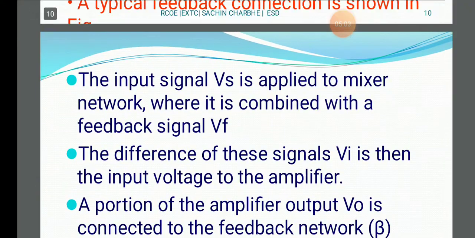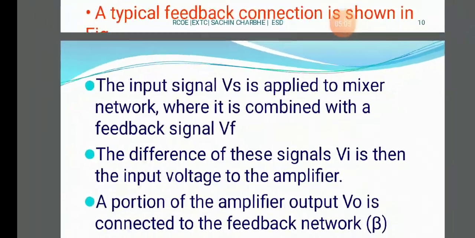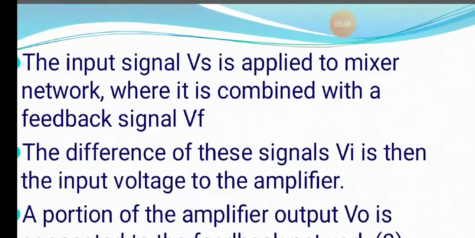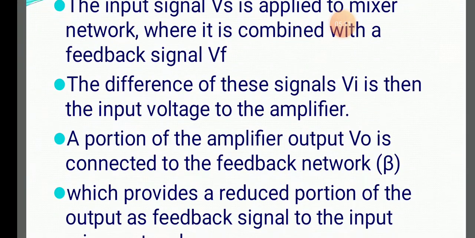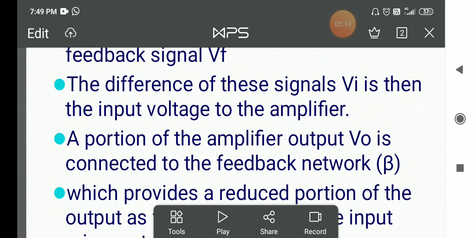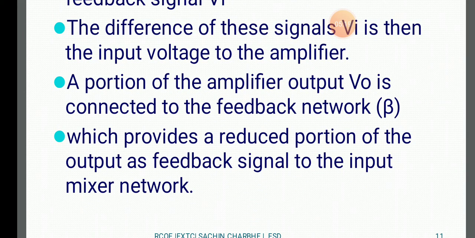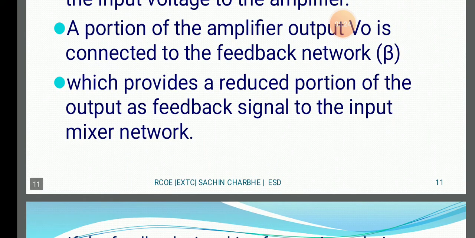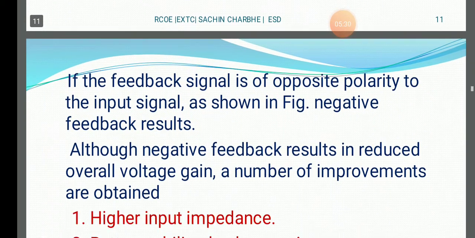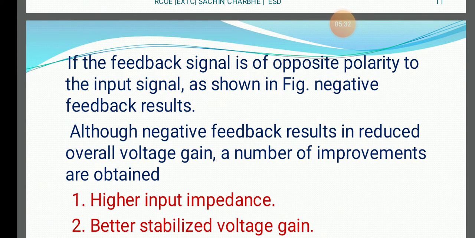The input signal Vs is applied to the mixer network, which may be a plus or minus signal, where it is combined with the feedback signal Vf. The difference of these signals, Vi, is then the input voltage of the amplifier. A portion of the amplifier output Vo is connected to the feedback network beta, which provides a reduced portion of the output as the feedback signal to the input mixer network. If the feedback signal is of opposite polarity to the input signal, as shown in the figure, it is negative feedback. Although negative feedback results in reduced overall voltage gain, a number of improvements are obtained.